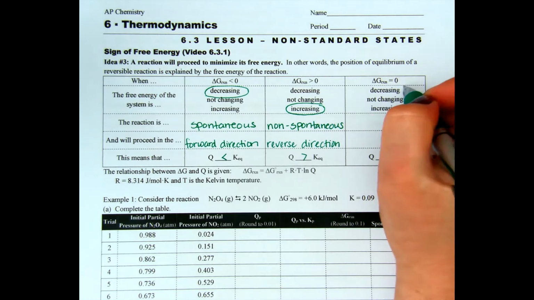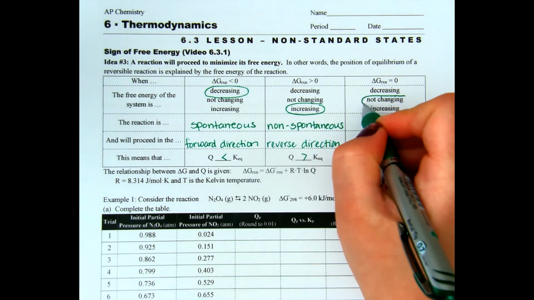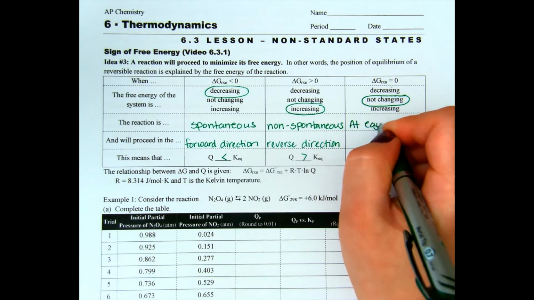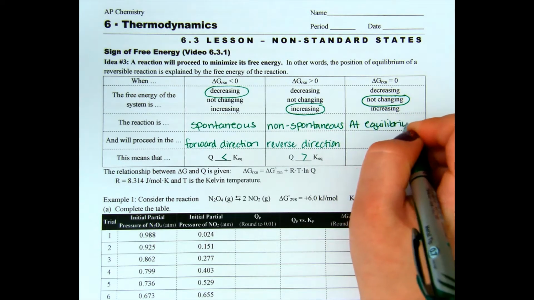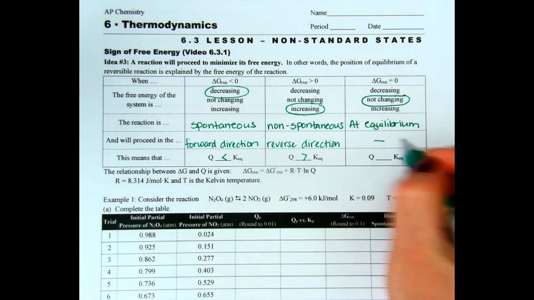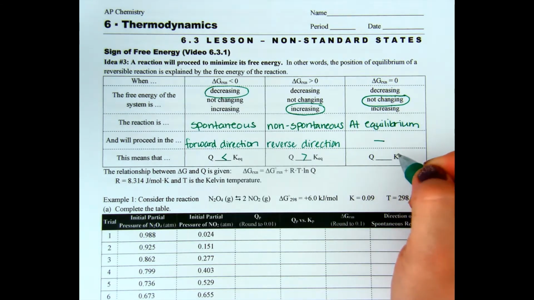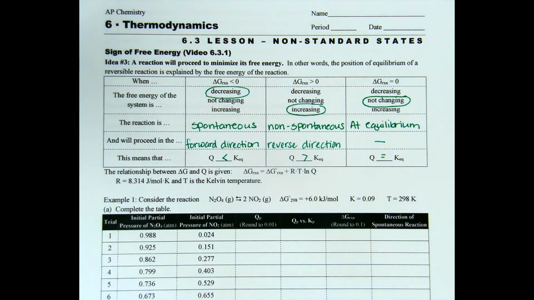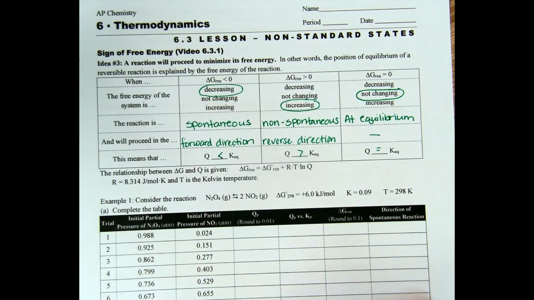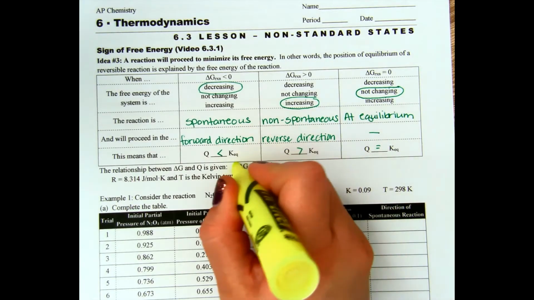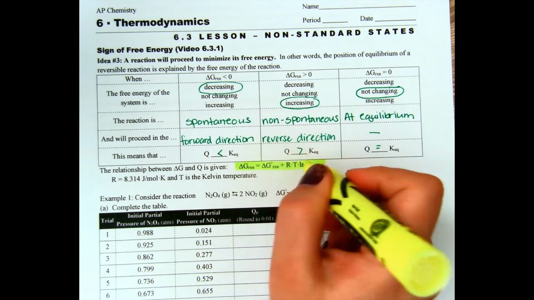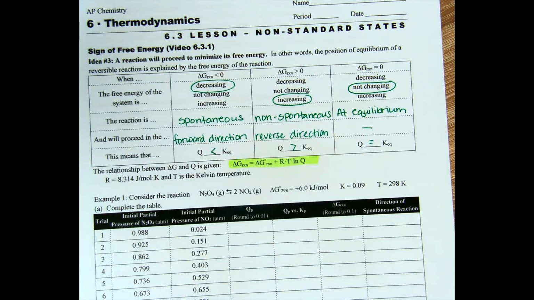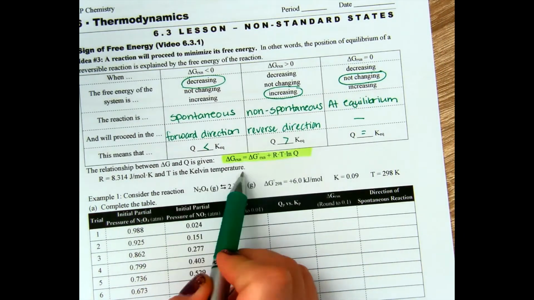Now, if delta G reaction is 0, the free energy is not changing, and the reaction is at equilibrium. It's not going to proceed at all. Well, I mean, you'll still have movement, but no net movement. And Q will be equal to KEQ. Now, the relationship between delta G and Q is given by this relationship here. Delta G reaction equals the delta G reaction at the standard state plus RT ln Q, natural logarithm of Q. Where R is equal to our gas constant and T is the temperature in Kelvin.